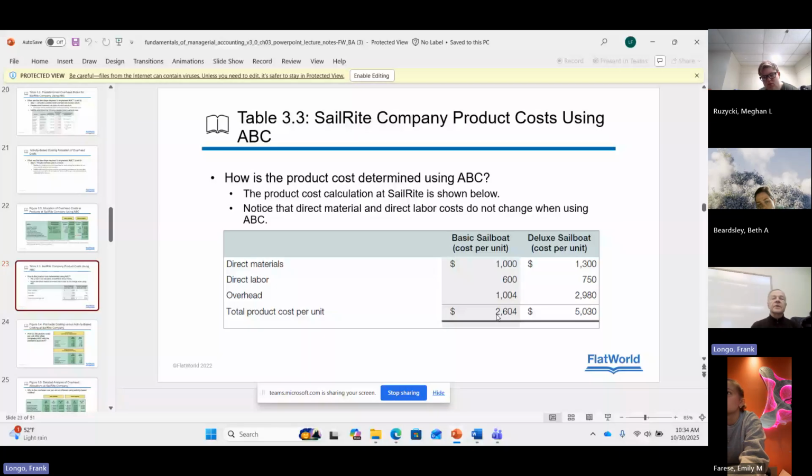We can use this, one, to set prices, and two, to analyze how efficient we are in making our products. We can compare this to prior years. What we're looking for is which increased, and can we identify why? Why did they increase? Because our goal is to keep them lower. Questions?